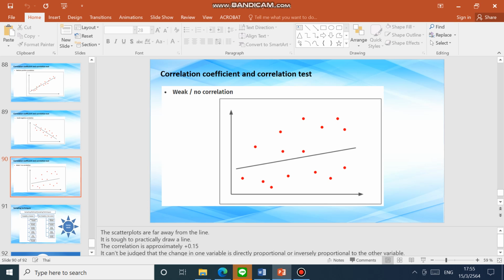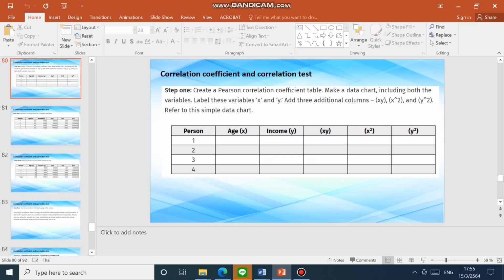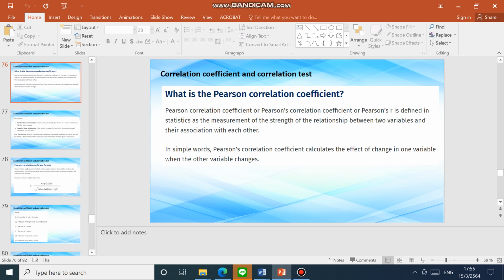So this is very popular. Let me make a conclusion. We still have 2 minutes left. The Pearson correlation coefficient is very popular. R can represent the measurement of the strength of the relationship between two variables, and also the direction or association with each other.